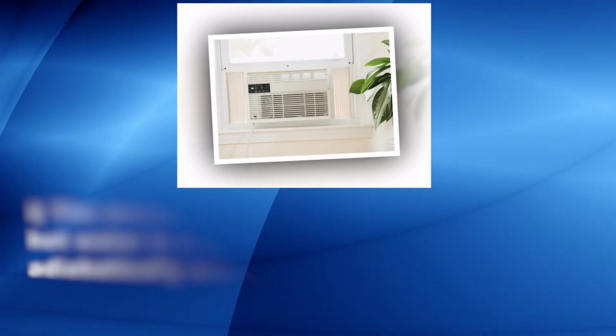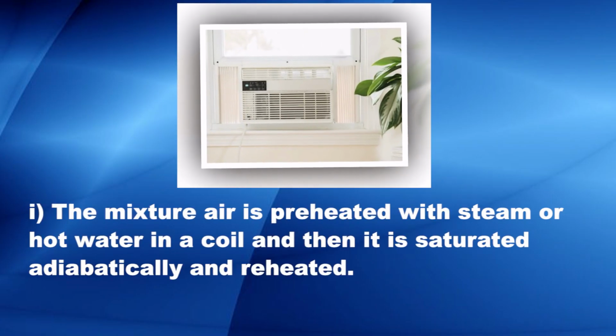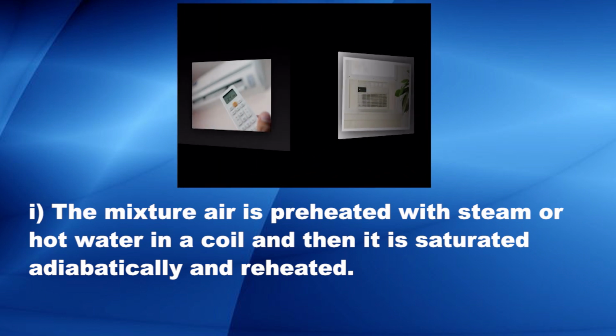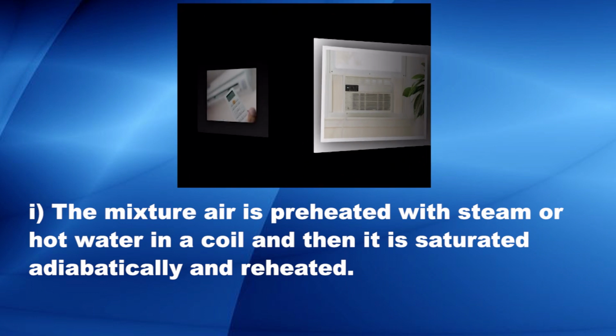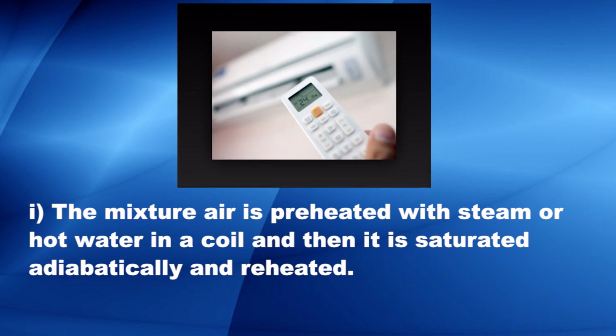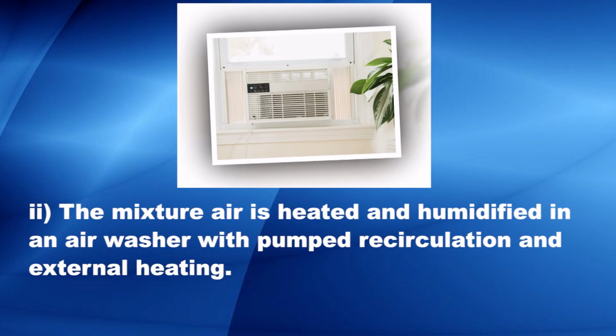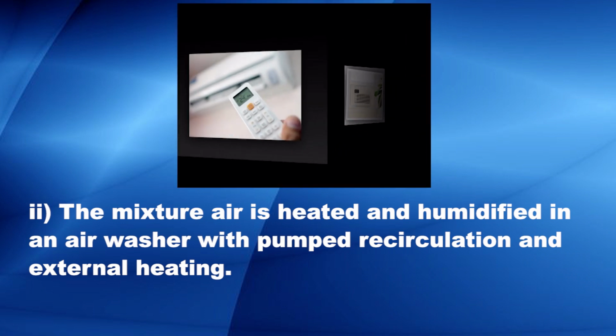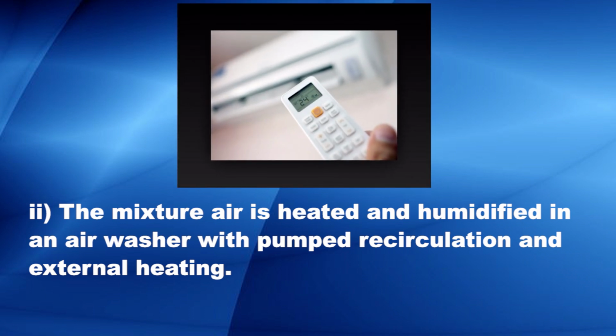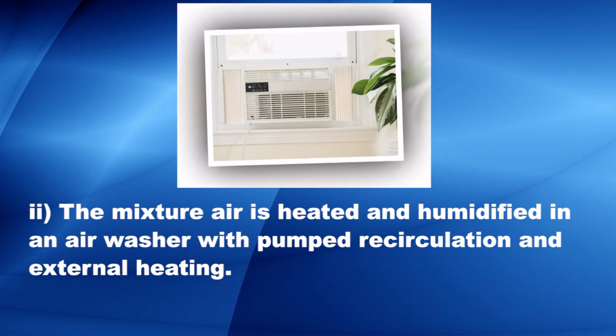There are two main processes involved in this air conditioning. Number one, the mixture air is preheated with steam or hot water in a coil, and then it is saturated adiabatically and reheated. Number two, the mixture air is heated and humidified in an air washer with pumped recirculation and external heating. Year-round air conditioning.